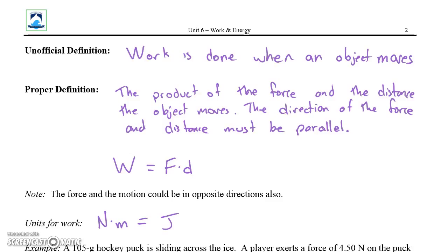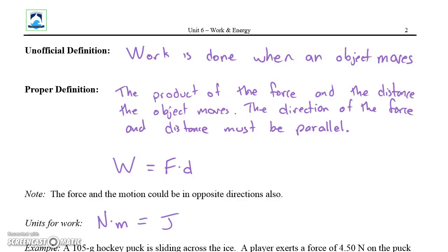It's more elaborate than that, and that's where the actual definition involves more ideas than just moving. So the work is the product of the force and the distance the object moves. And the key here, though, is that the direction of the force and the distance need to be parallel, which means they can be in either the same direction or the complete opposite. But if they're perpendicular, you actually end up with no work done. So they have to be in the same direction.